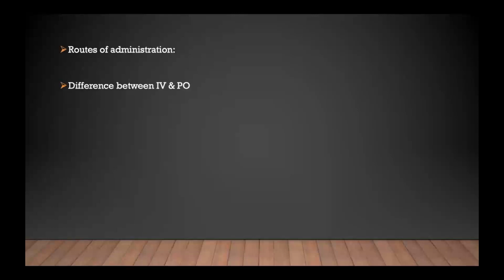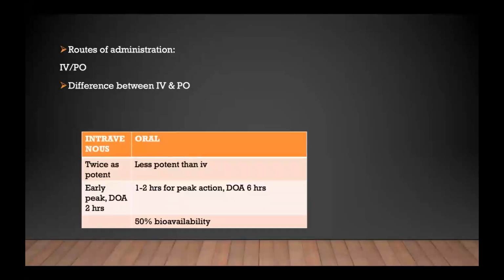So what are the routes of administration? IV administration and oral administration. And what is the difference between IV and oral? Which acts faster? Intravenous acts faster. And which is more efficacious? The oral only has 50% bioavailability. So that's why when you're putting somebody on oral, you usually give a higher dose of oral furosemide compared to what he was receiving in the IV form.